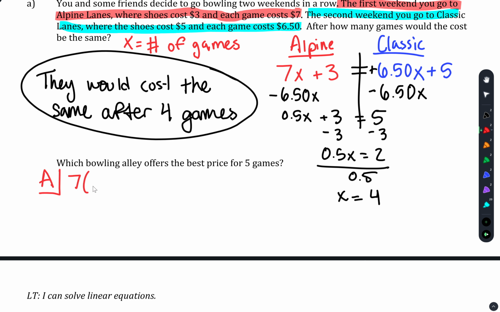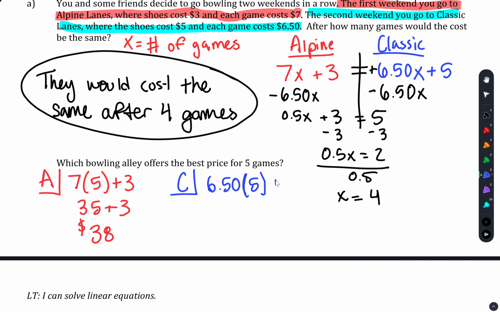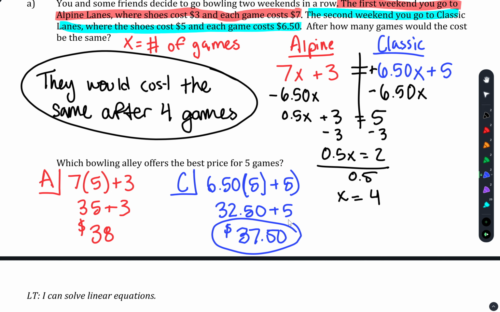Alpine is first. 7 times 5 plus 3, which is 35 plus 3, or $38. Classic is 6.50 times 5 plus 5, which I think 6.50 times 5 is $32.50. So in total, $37.50. So clearly one is cheaper, right? Classic Lanes, $37.50. You're saving a whole 50 cents. Isn't that crazy? All right, any questions?